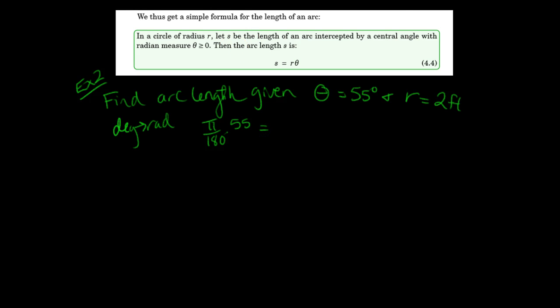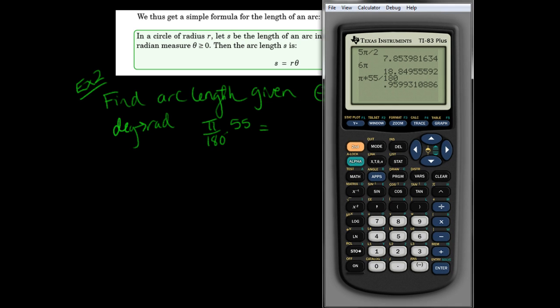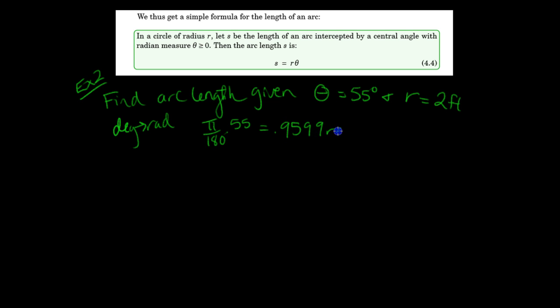So we're going to use our calculator, and we're going to say pi times 55 divided by 180. That gives you 0.9599 radians. Okay, and then you can use the formula.